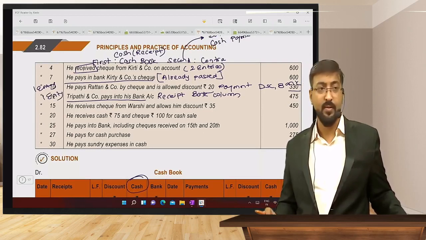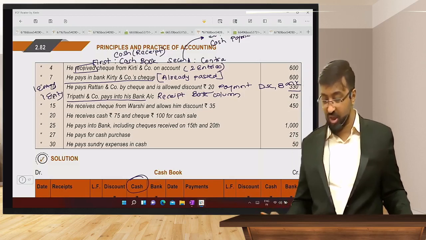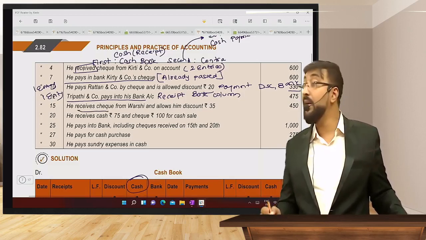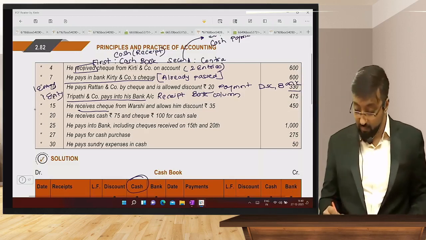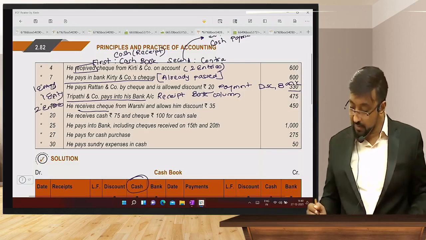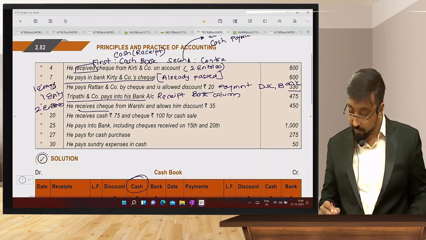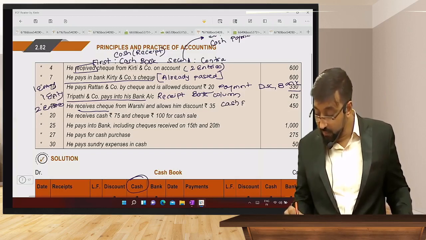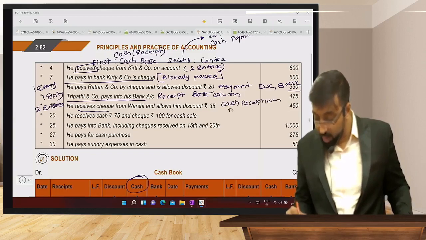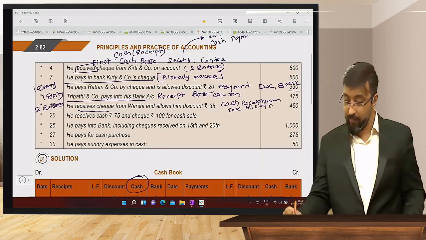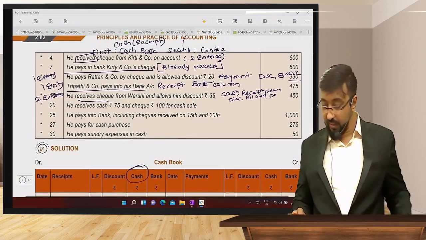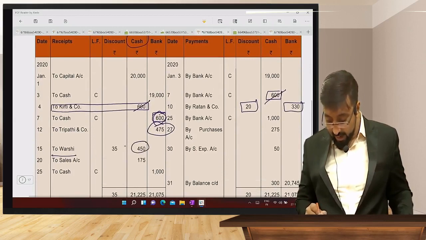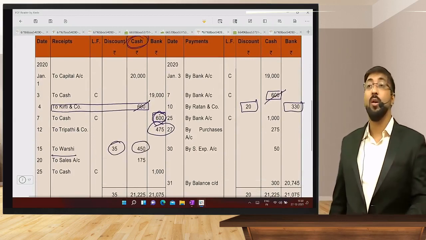Now you got this? Easy, Soham? Yes. Now tell me, he receives a check from Varshi and allows him discount of 35. Now he received a check. How many entries? Two entries. Yes, very good. First entry: cash in which column? Receipt column. And the other column? Discount allowed, debit. See, in the cash column 450 and 35 to Varshi. In which column? Cash column.